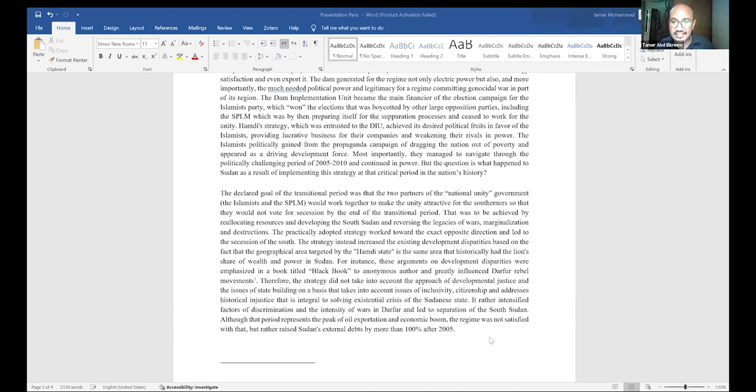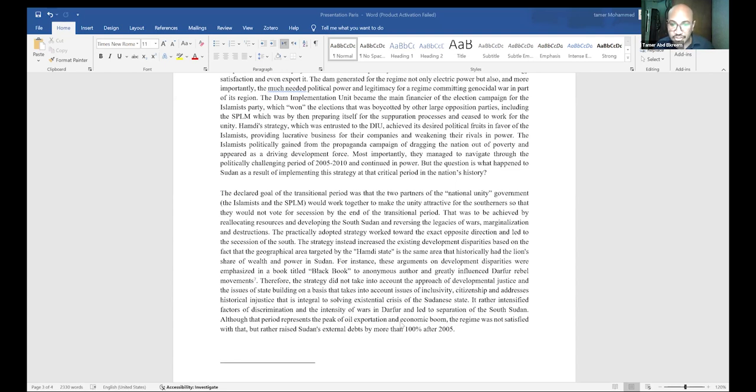The strategy instead increased the existing development disparities, based on the fact that the geographical area named mainly by the Darfur rebel movement and other marginalized areas, as favored by Hamdi's state, is the same area that historically had the lion's share of wealth and power in Sudan. For instance, these arguments on development disparities were emphasized in a book titled the Black Book by an anonymous author, and greatly influenced Darfur rebel movements.